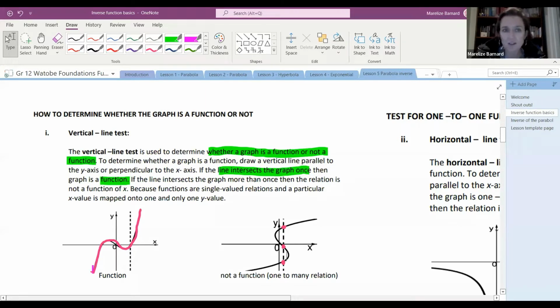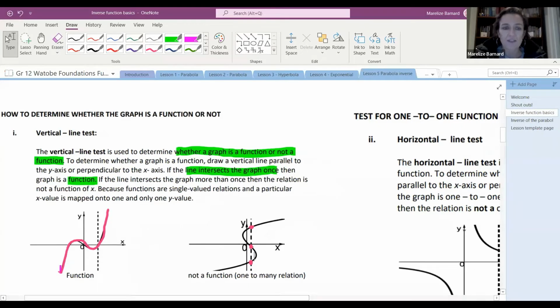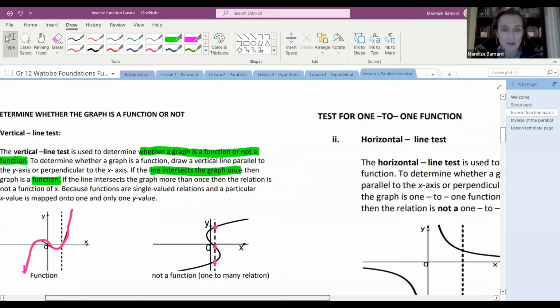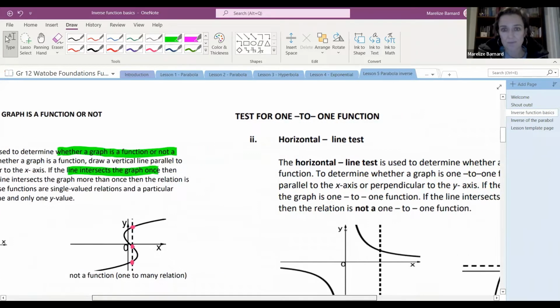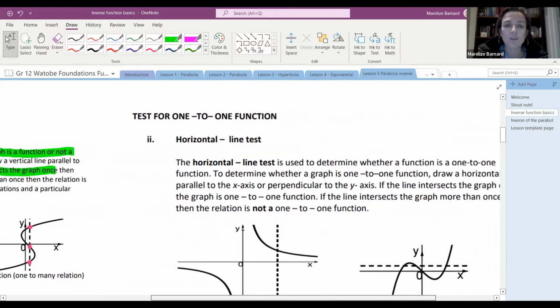That's a test to see if a graph is a function or not. If it cuts the graph in one place, it is a function. And if it cuts the graph in more than one place at a time, as you move that vertical line across the graph, then that is not a function.